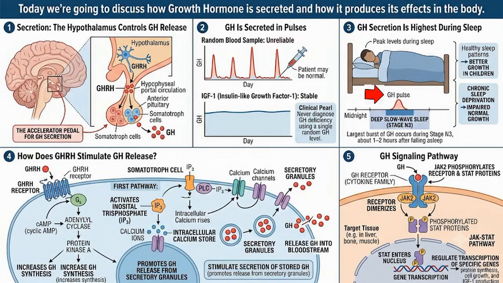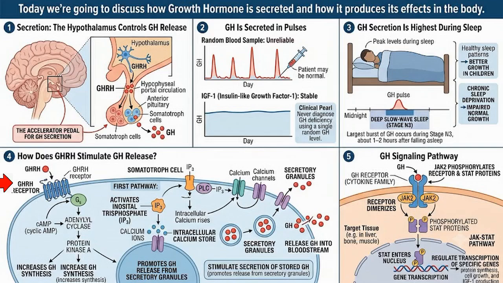How GHRH stimulates GH release. Now that we know the hypothalamus secretes growth hormone releasing hormone, GHRH, the next question is, how does GHRH actually make the pituitary release growth hormone? When GHRH reaches the anterior pituitary, it binds to a specific receptor located on the surface of the somatotroph cells, which are the cells responsible for producing growth hormone.